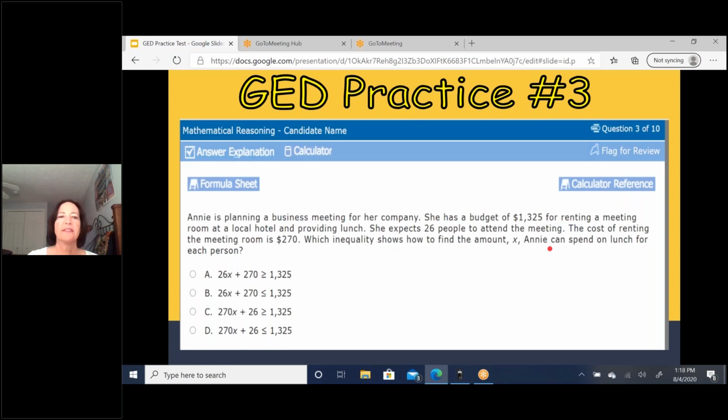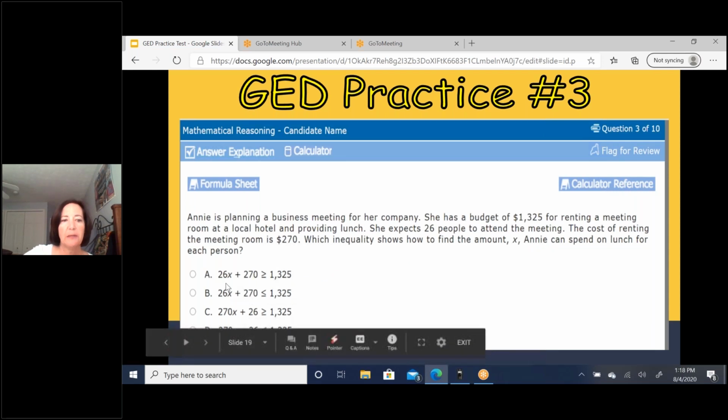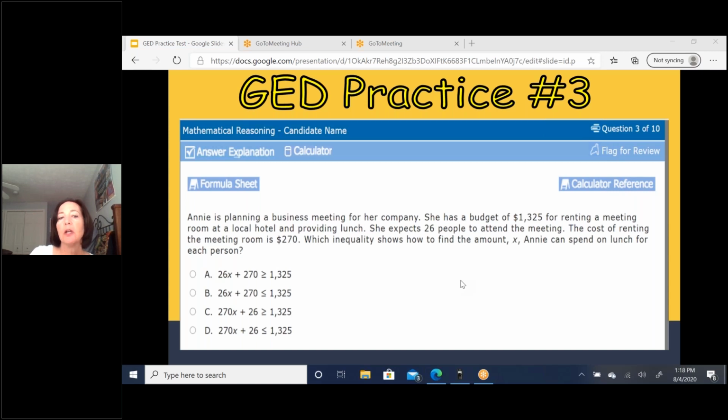Nice. Okay, practice 3. Annie is planning a business meeting for her company. She has a budget of $1,325 for renting a meeting room at a local hotel and for providing lunch. She expects 26 people to attend the meeting. The cost of renting the meeting room is $270. Which of these inequalities shows how to find the amount X Annie can spend on lunch for each person?